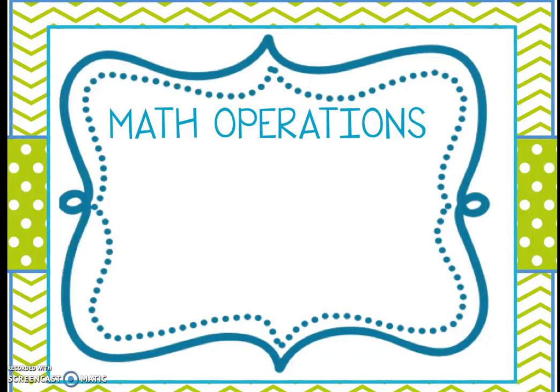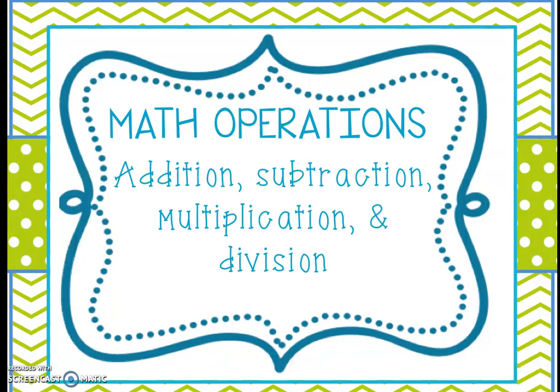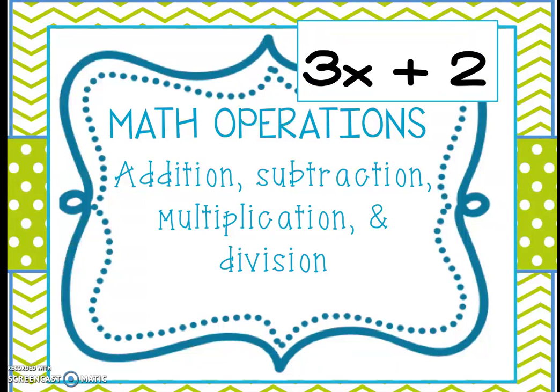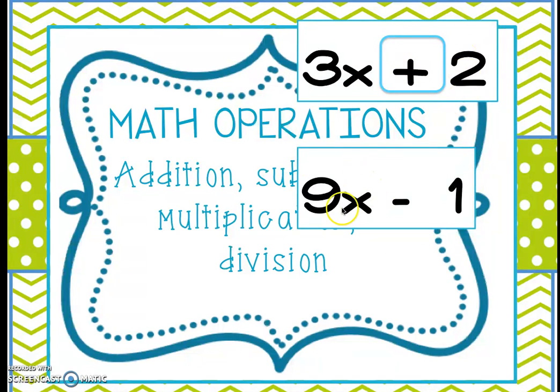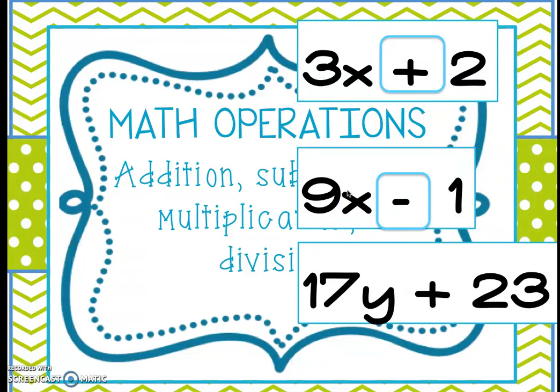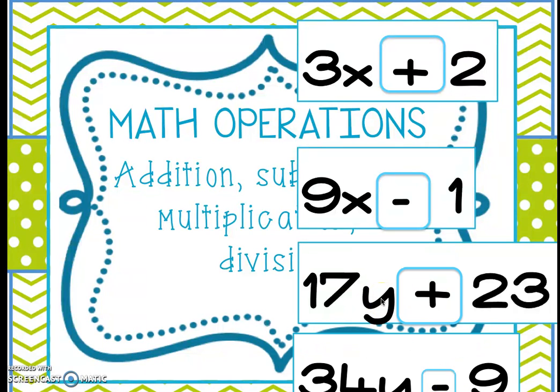And of course, then you have your 4 mathematical operations: addition, subtraction, multiplication, and division. And those can look a variety of ways. 3x plus 2, we've got multiplication going on between the 3 and the x, and obviously we have the addition sign. 9x minus 1, we have multiplication happening between the 9 and the x, and then of course the subtraction. 17y plus 23, same thing. Multiplication between the coefficient and the variable and an addition sign.